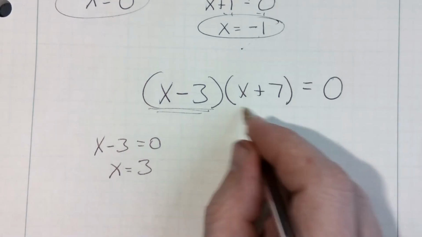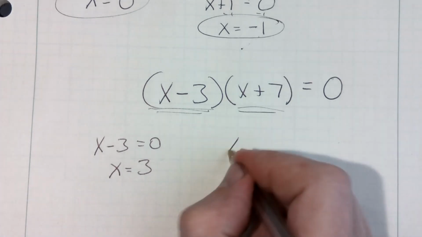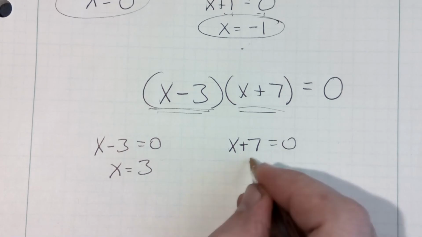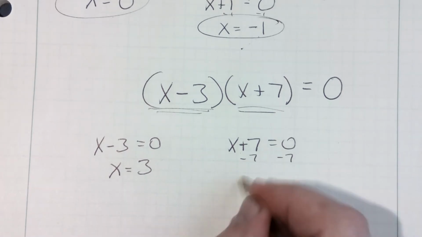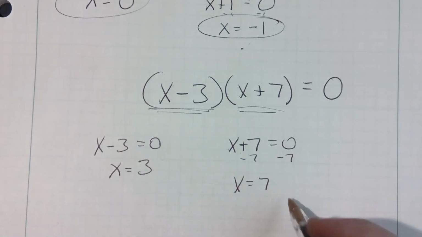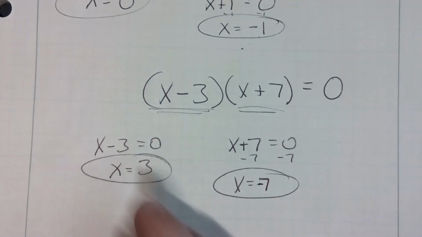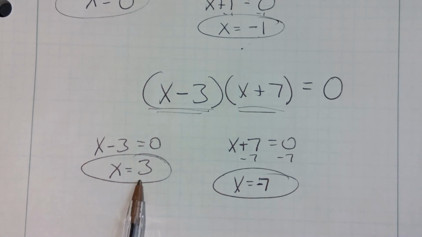But we got to also do that with the second factor. x plus 7 equals 0, minus 7 from both sides, and I find out x could be -7. So I get these two solutions of a positive 3 for x and a -7 for x.